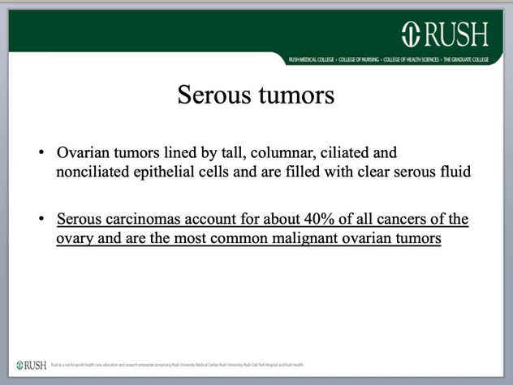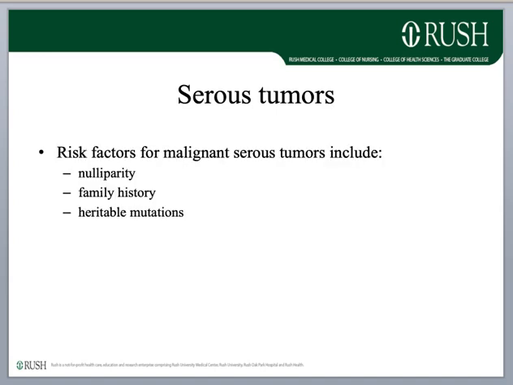Serous carcinomas account for about 40% of all cancers of the ovary and are the most common malignant ovarian tumors. Risk factors for malignant serous tumors or serous carcinomas are incompletely understood, as are the risk factors for benign and borderline tumors, but it appears that nulliparity, family history, and heritable mutations play a role in tumor development. There is a higher frequency of carcinoma in women with low parity. As discussed in other areas of the course, inherited germline mutations in both BRCA1 and BRCA2 increase susceptibility to ovarian cancer.